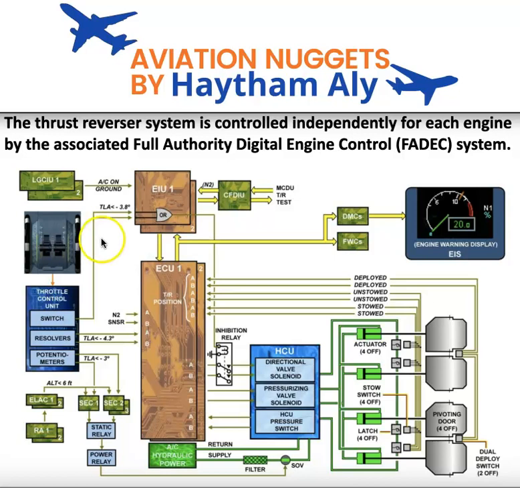Okay. So, you need to know at the beginning that the thrust reverser system for engine 1 is hydraulically powered by the green hydraulic system. The engine driven pump of engine number 1 will power the thrust reverser system of engine number 1. What about engine number 2? The yellow hydraulic system is there. Engine driven pump 2 on engine number 2 will power hydraulically the thrust reverser system of engine number 2.